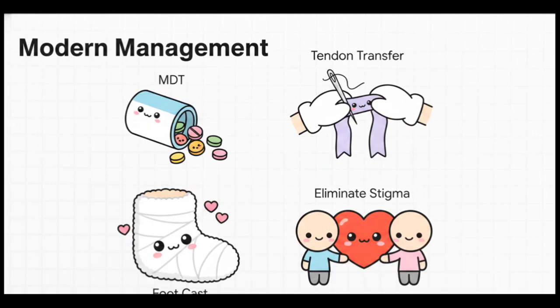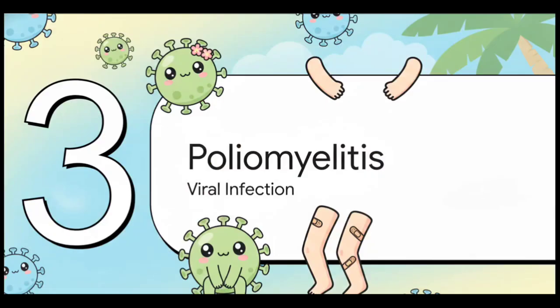Those trophic ulcers are managed with surgical debridement and total contact plaster casts. But just as crucially, aggressive public education is required. We have to eliminate the derogatory term leper and stop social ostracization so that people feel safe coming forward for early treatment. Next up, we are examining poliomyelitis, an incredibly targeted viral infection.